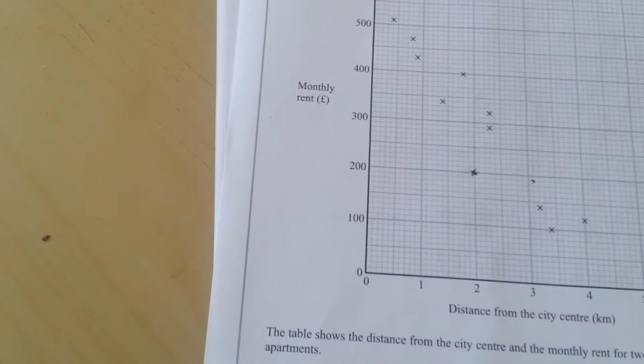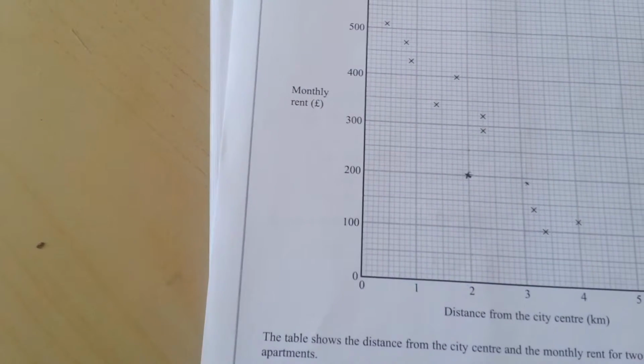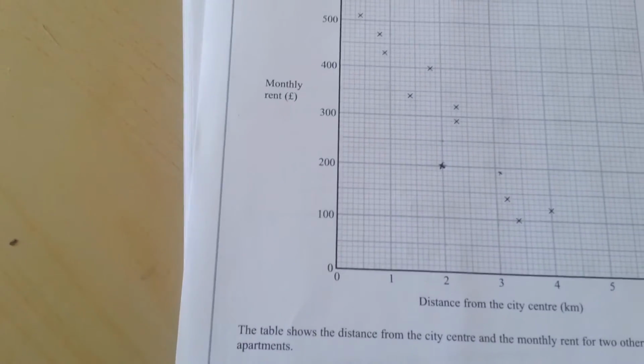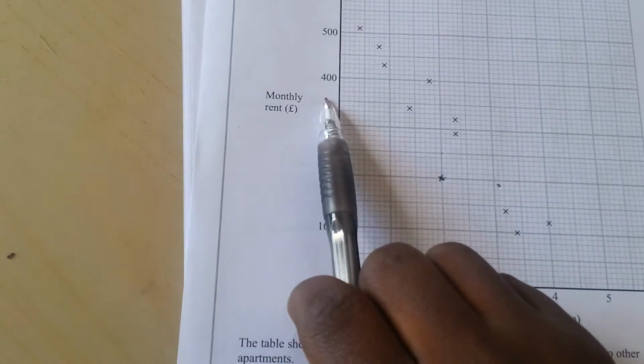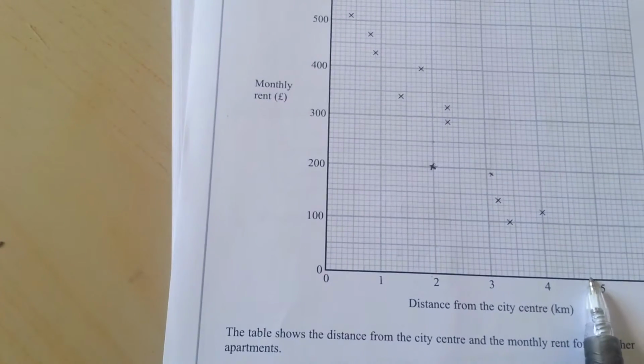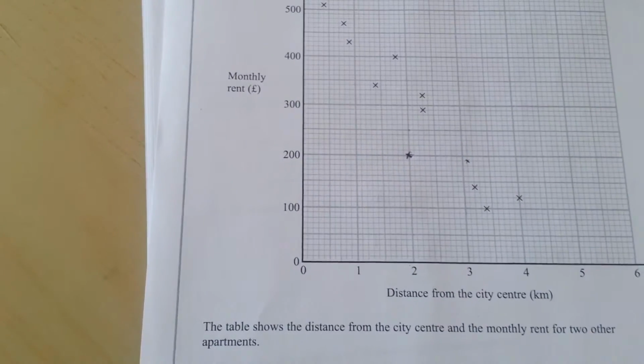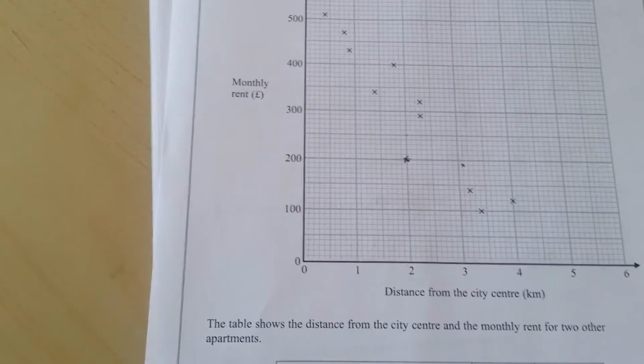So it just shows that they have a negative relationship, that as one is increasing, the other one is reducing. But if it were that as this one is increasing, this other one will be increasing too, we would say that both of them have a positive relationship. So that's how you relate two values in a scatter graph, okay?